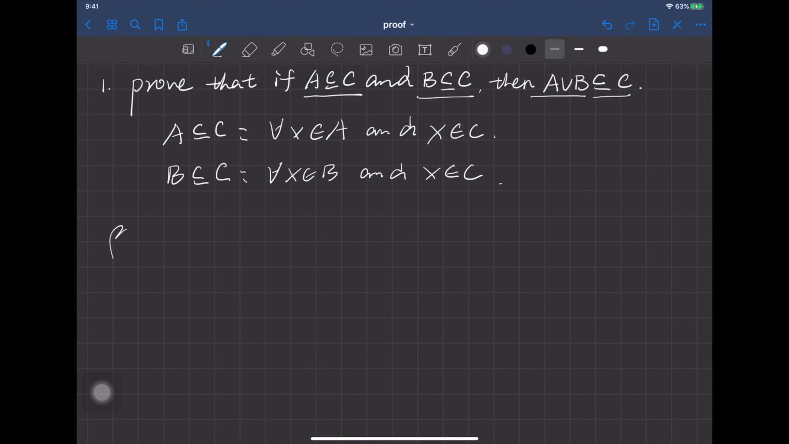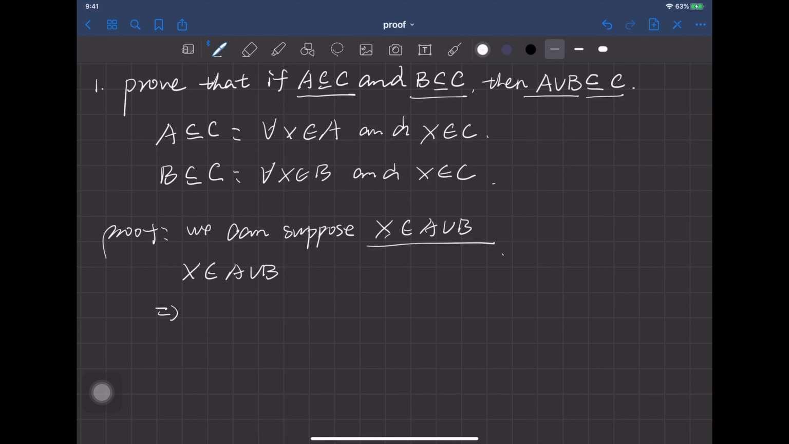So we can assume, or suppose, element X is in our set A union B. And we want to show that X is also an element of C. From here, what we already know is X is an element of A union B. Then we have X is an element of A, or X is an element of B. This is the definition of the union set.